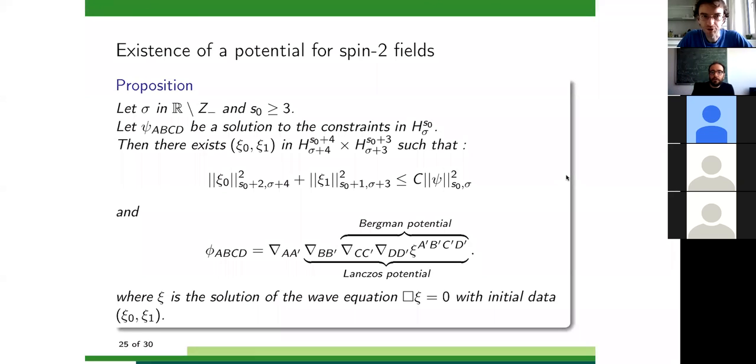Just a question about this proposition. I just want to understand a bit of the numerology. So the shift in the Sobolev and decay indices between Xi and Psi. Yes. So I see that the sigma is shifted by four, which is related to the fourth order Laplacian, you invert. The shift in the Sobolev index by two, so why is it by two and not by four?